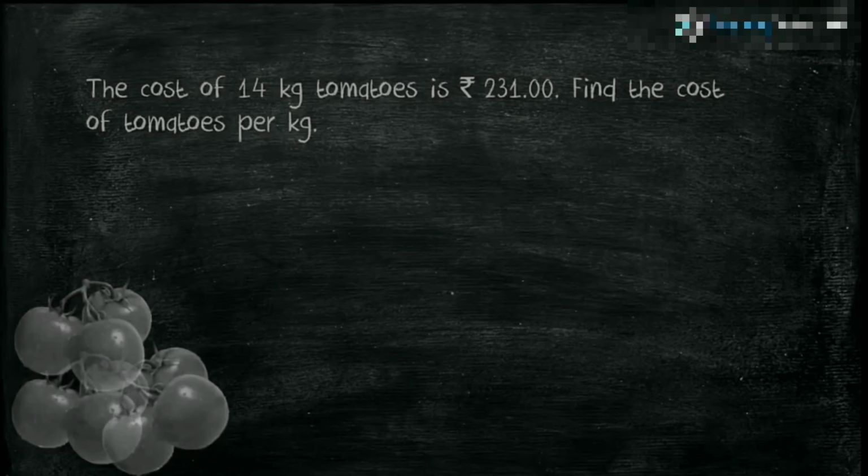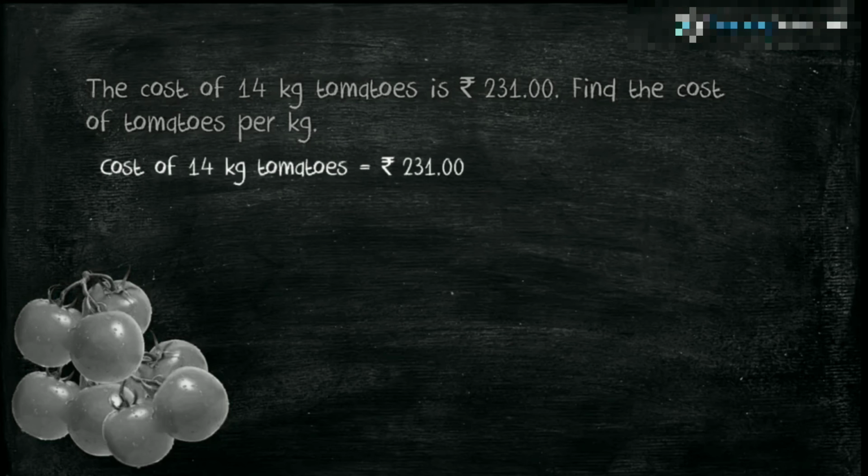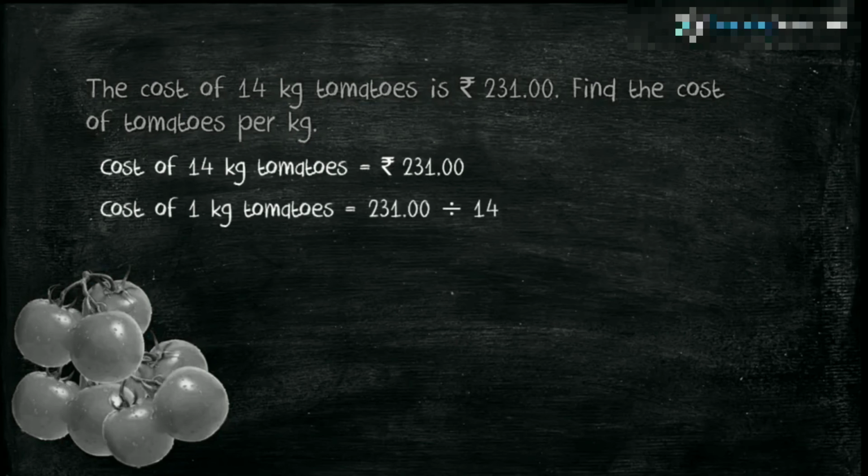Question is, the cost of 14 kilograms of tomatoes is rupees 231.00. Find the cost of tomatoes per kilogram. Students, let's write the statements. Cost of 14 kilograms of tomatoes equals rupees 231.00. Now, to find the cost of 1 kilogram of tomatoes, we will divide 231.00 by 14. So let's divide them.